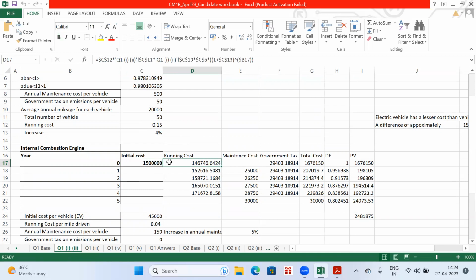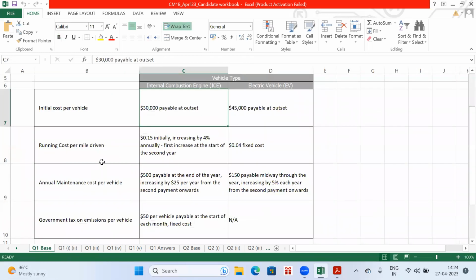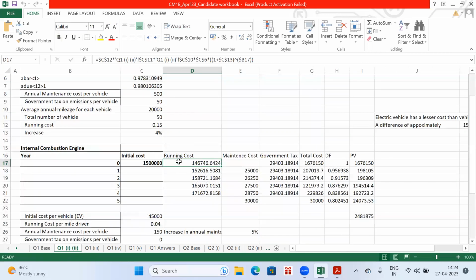So this is then running costs. Running costs are payable at the start of the second year. First increase at the start of the second year, but they are generally paid at the start, if you can see. So it means the cost is payable in advance. So assuming in advance, and it is continuous over the time.